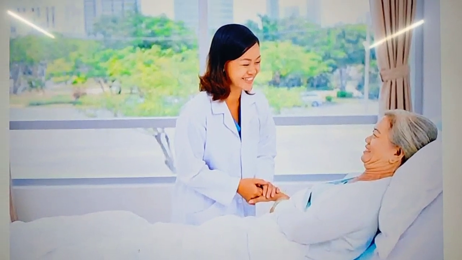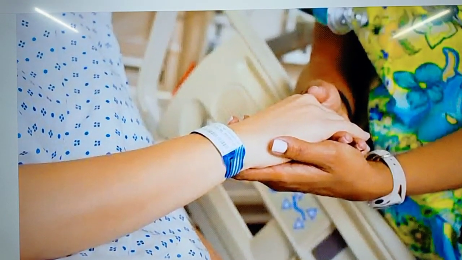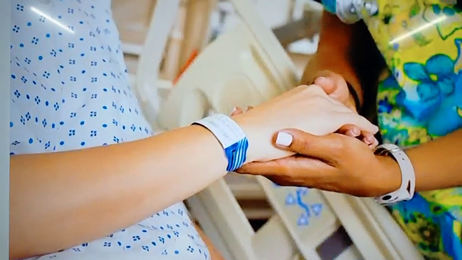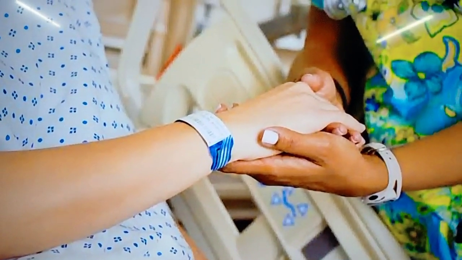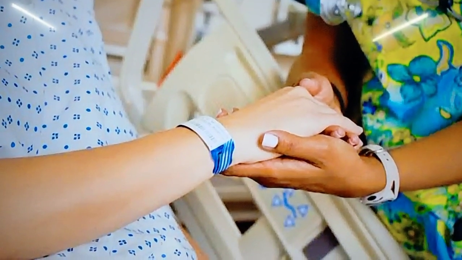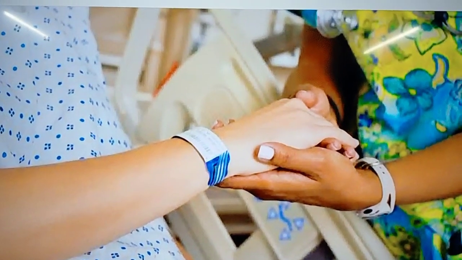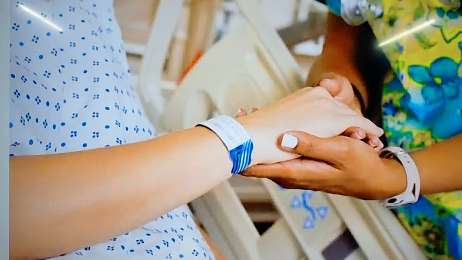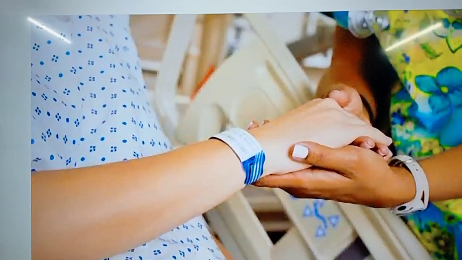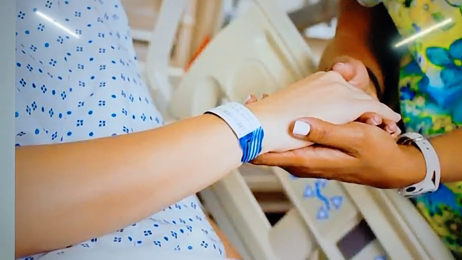How to do it? To identify the patient correctly, in most of the hospitals or in a healthcare setting, they use 2 basic patient identifiers. That is, one is patient's full name and second is the IP number. Patient's full name. That is, we have to check the patient's full name on the patient's ID band.